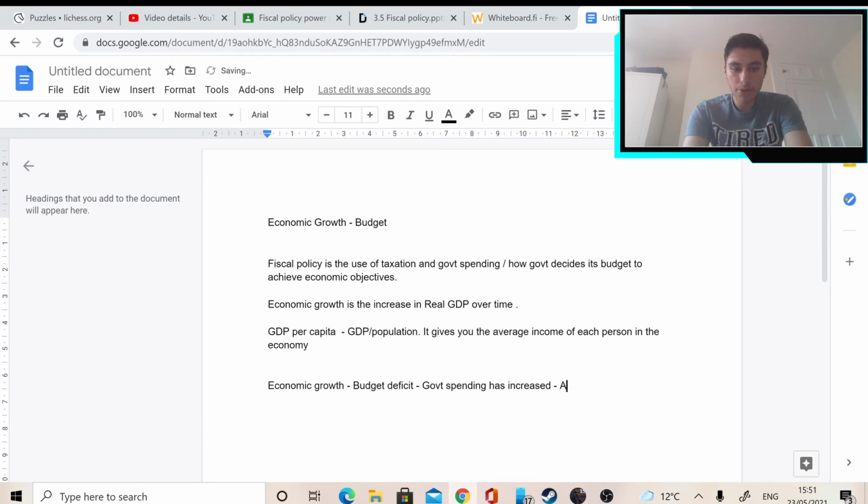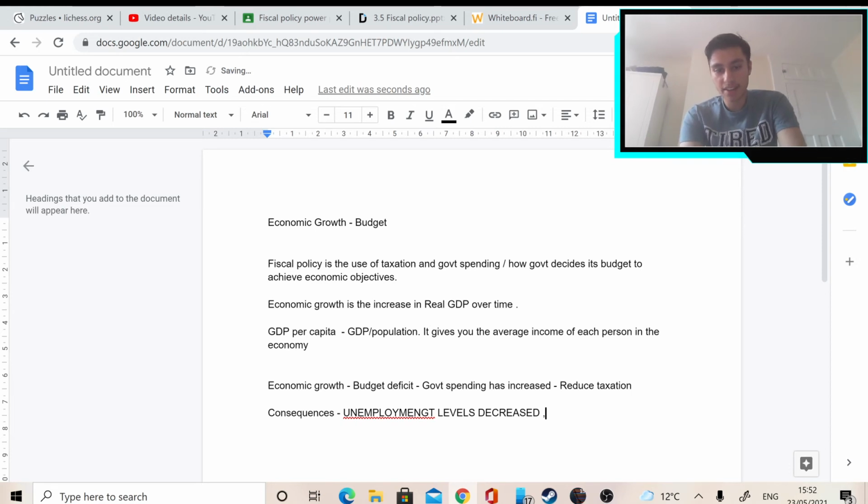And obviously you would have to reduce taxation, otherwise there is no point. You can spend more, you can give people more money, but if you are taxing the same amount, then it didn't have an impact, did it? Reduce taxation. Now the consequences were that GDP increased, so economic growth took place, and unemployment levels decreased. But again, the negative point was that inflation takes place due to aggregate demand.